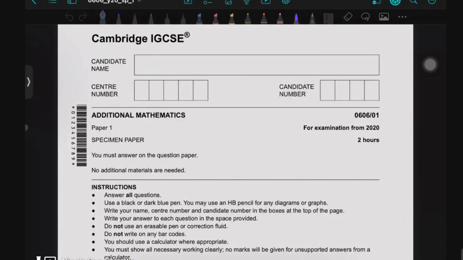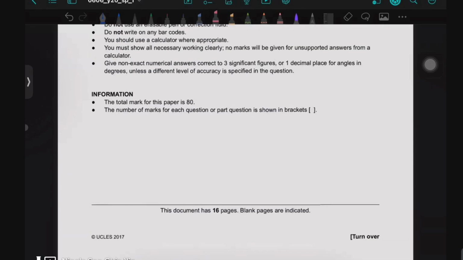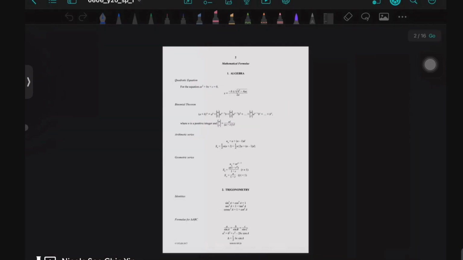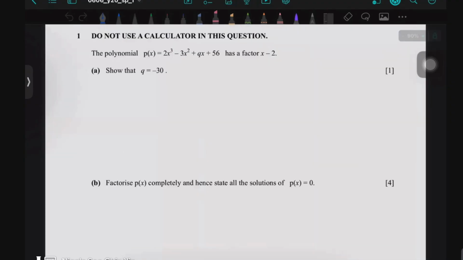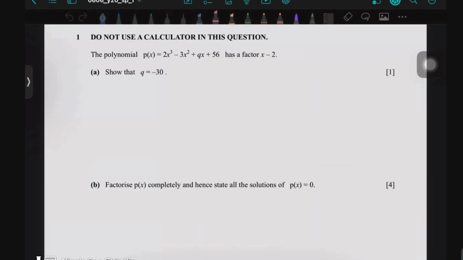We will start. First of all, take out the paper given by your teacher, 2020. We will do the revision today. I will start with a warm-up question. Right now you should know how to do it.